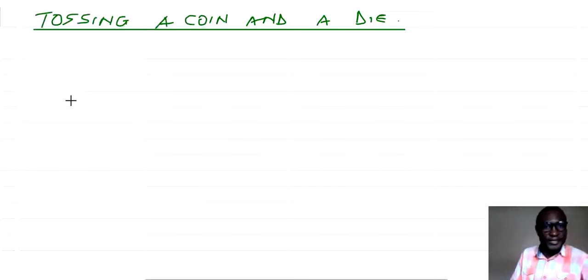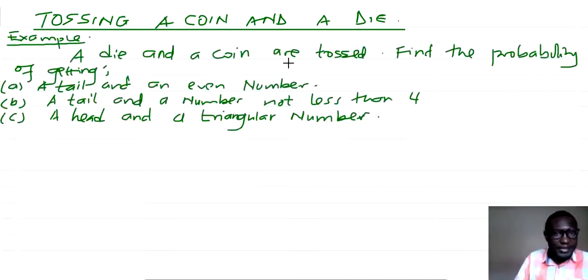Tossing a coin and a die. Let's have a guiding example. A die and a coin are tossed. Find the probability of getting a tail and an even number, a tail and a number not less than 4, a head and a triangular number.